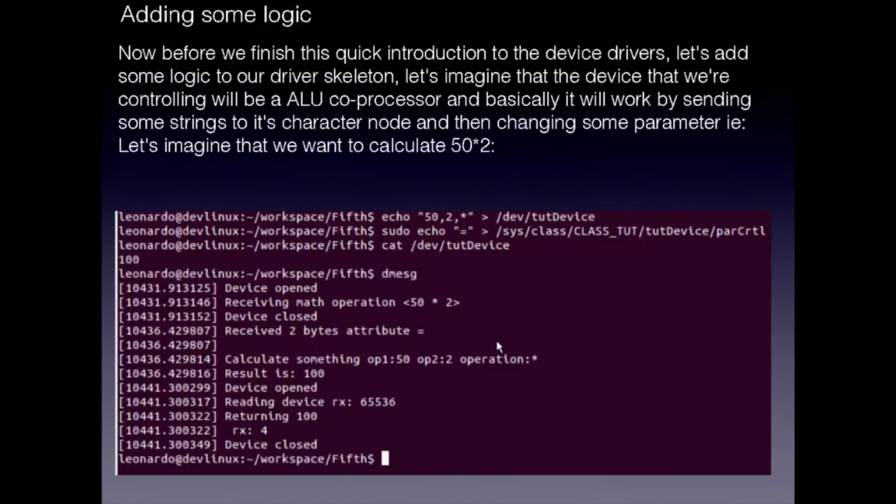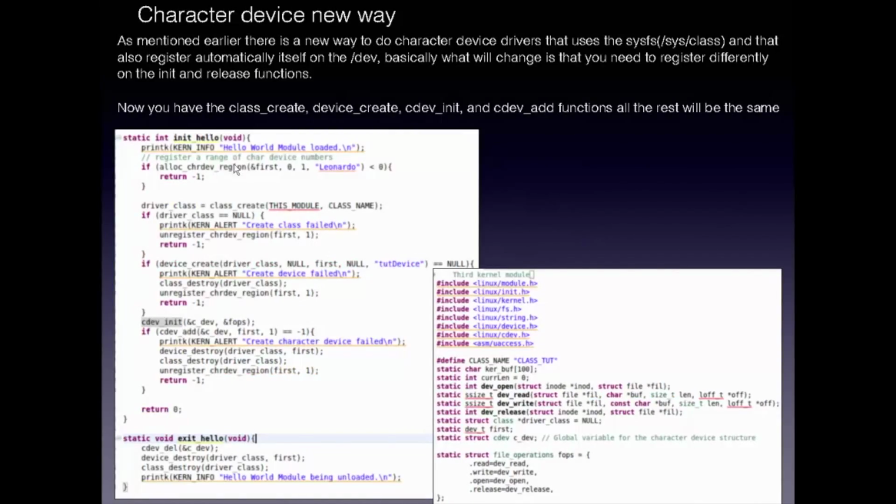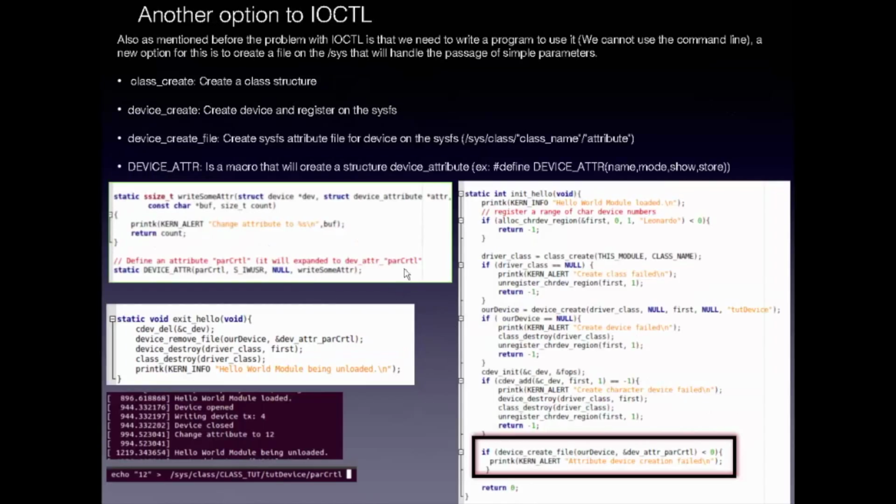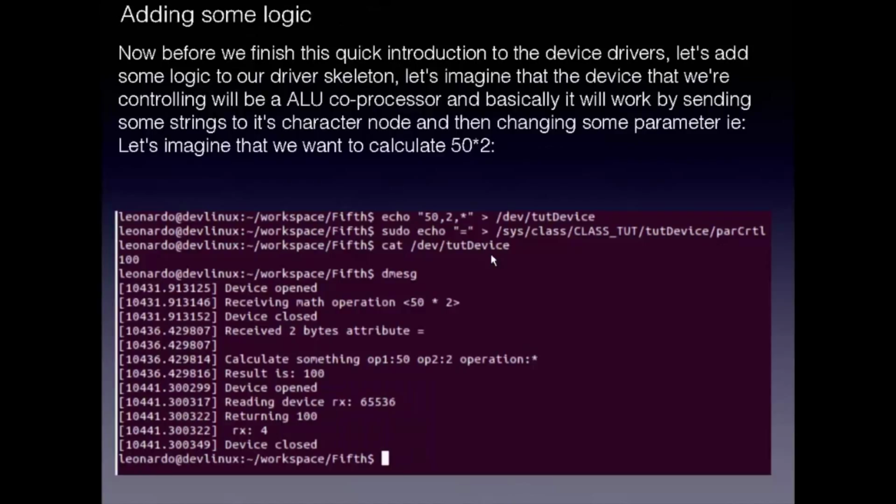So now let's add some logic. Basically we're going to use this code here, that we registered ourselves as a character device and also use the attributes from the sysfs, but we're going to change it a little bit to add some logic. The device that we created in the previous video is just an ALU, I mentioned that before, that is going to implement the operations plus, minus, multiplication, and division. And we created a kind of API to access this device.